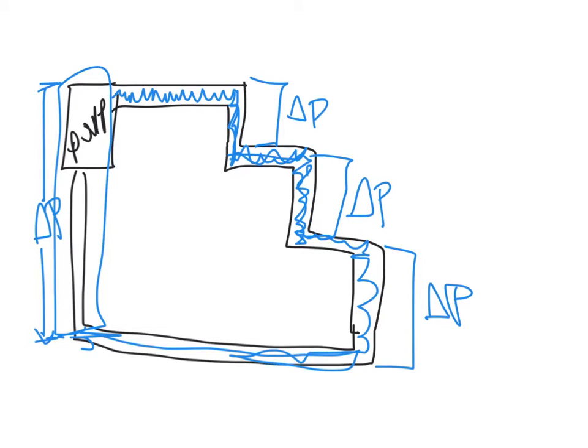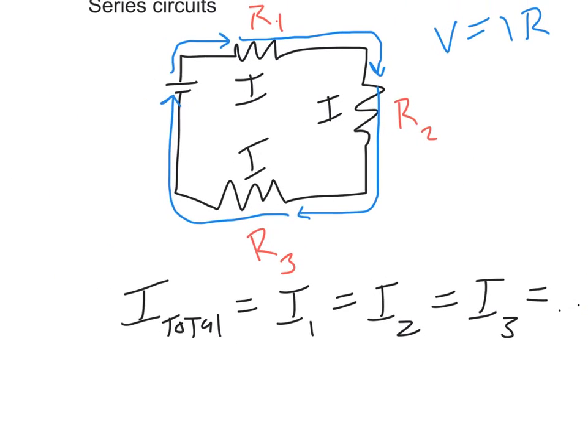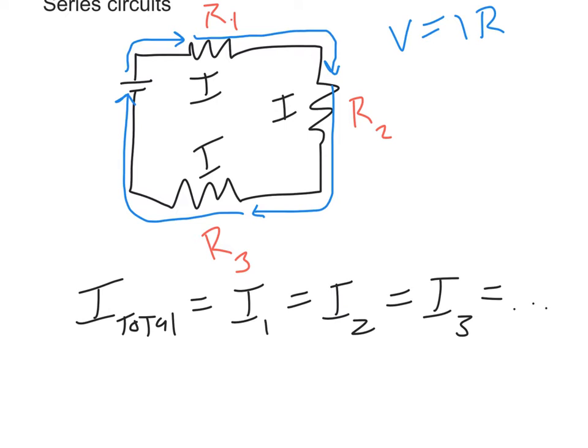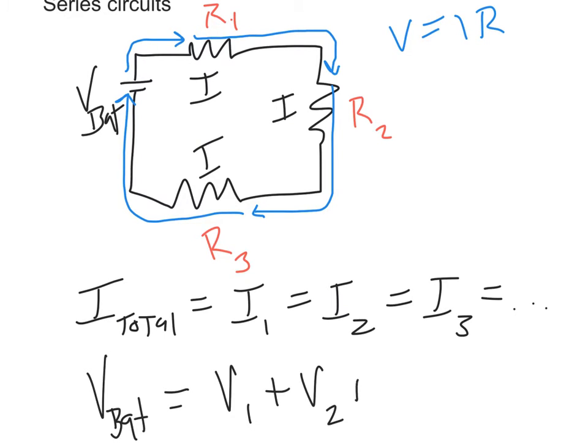Same thing with the battery and with a series circuit. So whatever my battery potential is, all right, the potential difference of the battery or source, if it's not a battery, if you have a DC power supply or something, so you could call that the total voltage, is going to equal the sum of all of the individual voltages.